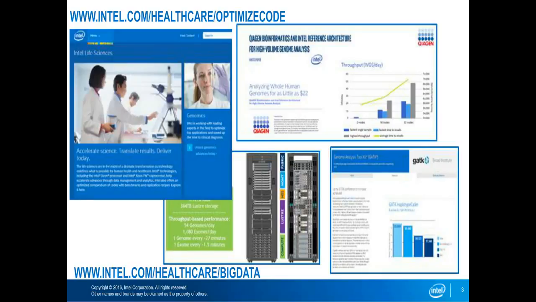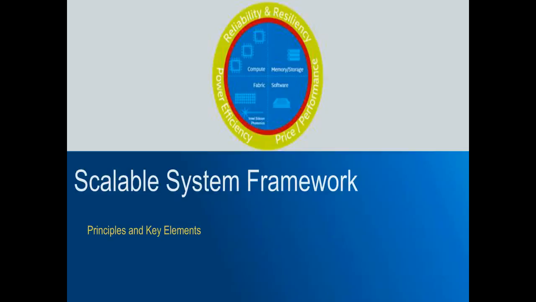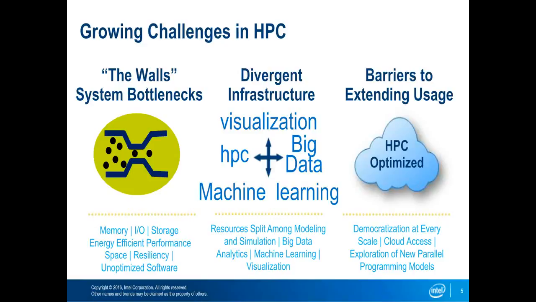So along with that effort of optimizing code, Intel has been promoting the Scalable System Framework, which is a concept for building highly performant and scalable systems. And so basically this is addressing bottlenecks in the computing infrastructure in the industry. So you have walls that exist between memory and storage, and you have, as I mentioned earlier, optimized software, there's a lot of these effects. And then you have a bunch of different workloads that range from high-performance computing workloads and infrastructures to big data, machine learning, visualization.